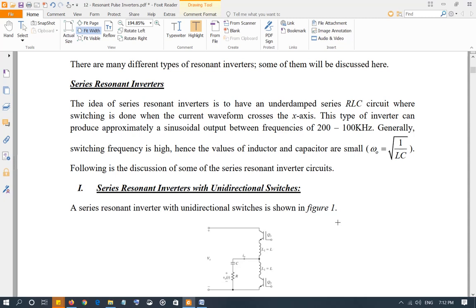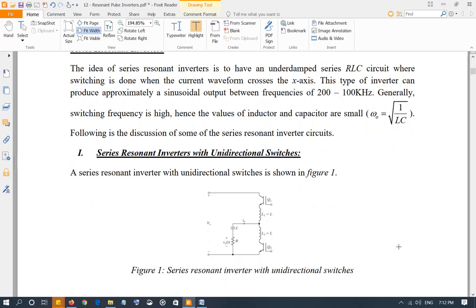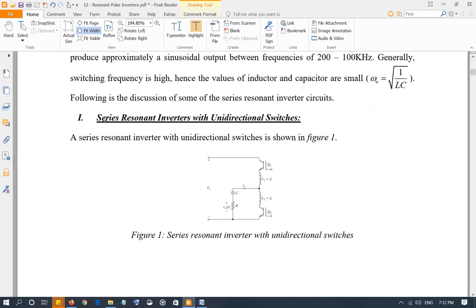series resonant inverters. In the lecture notes, I'm just going to discuss four circuits, and all these circuits basically are part of series resonant inverters. And so let's look at the first circuit, series resonant inverters with unidirectional switches. These switches can be MOSFETs, can be thyristors. We're going to discuss thyristors in the next chapter. Can be thyristors and can be BJTs or any other power switch.